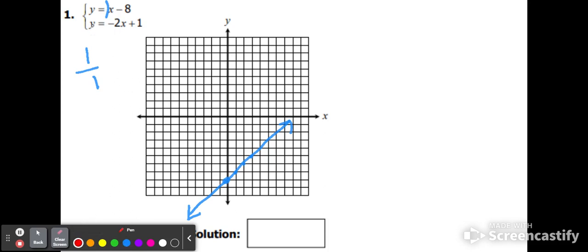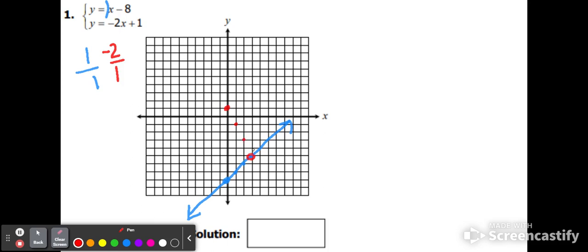So here, this one's in y equals mx plus b as well. So the intercept is positive 1. And here our slope is -2. So -2 over 1, down 2. And in which way for a negative slope? This way. Down 2 over 1, down 2 over 1.